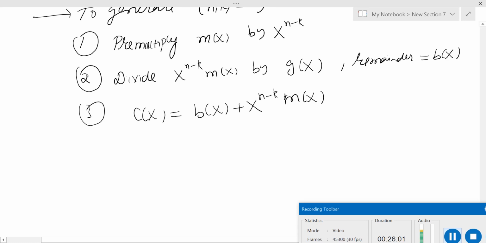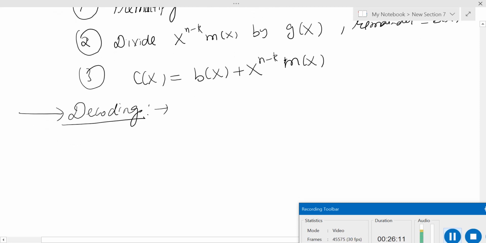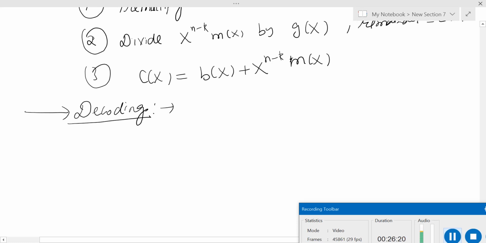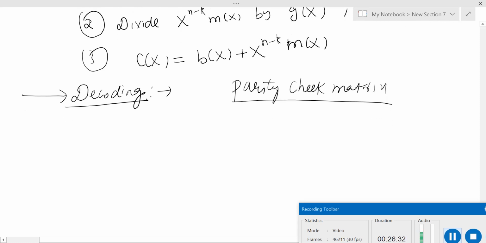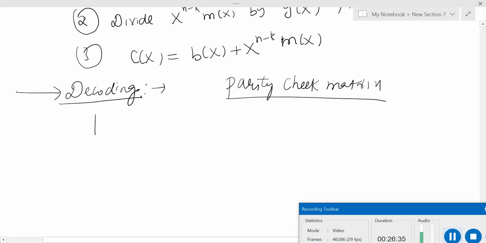Now there is a task of decoding. When you transmit the code word, you will receive some binary vector, and then you have to decode it. If you remember, with linear codes we had a parity check matrix. In cyclic codes, equivalently, we have something called the parity check polynomial.